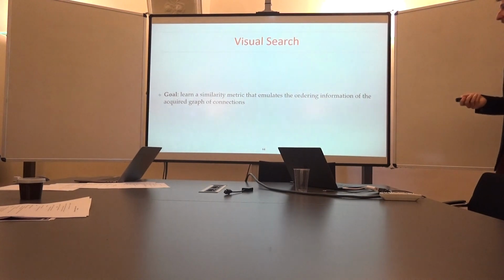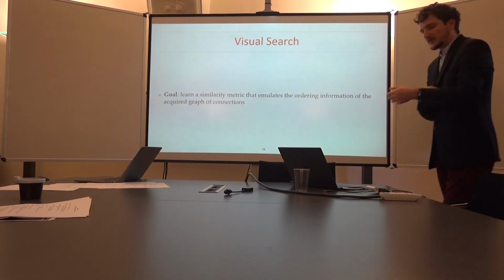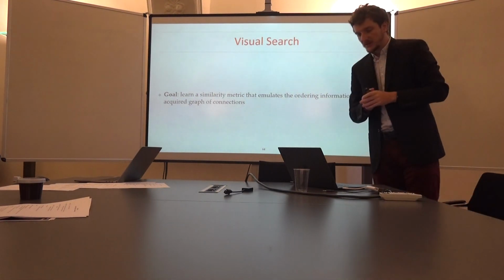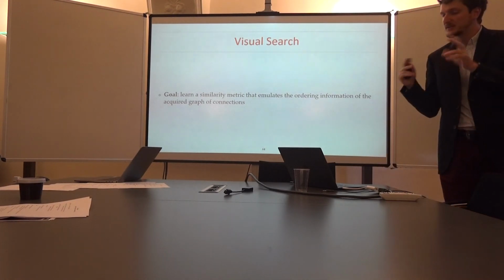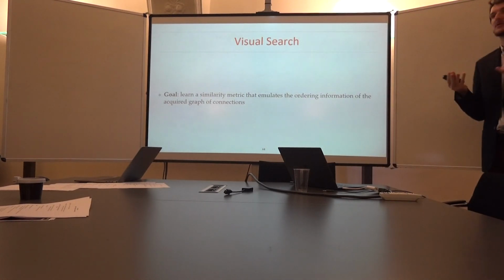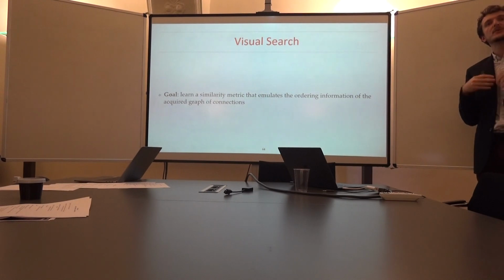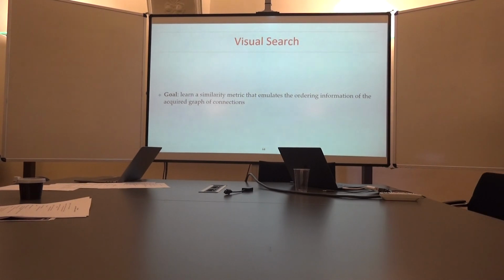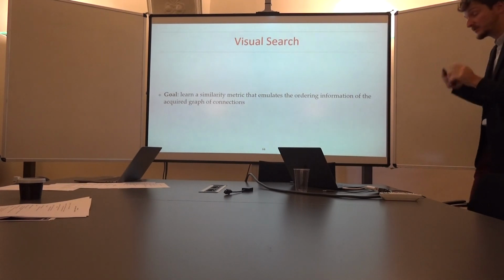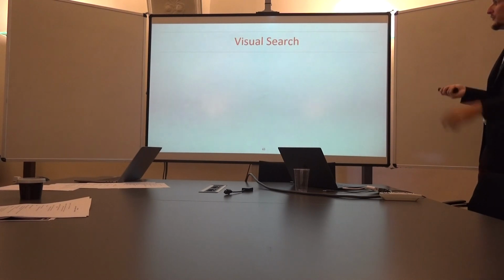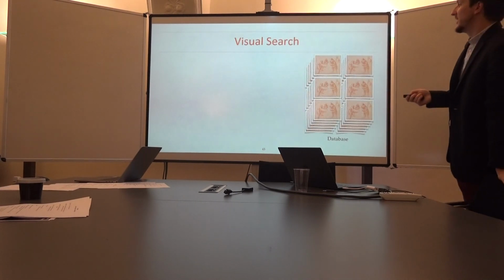Right. So come back now to the similarity learning. We want to emulate the ordering information. So we have this graph of visual connections, and from that, can we learn a similarity function? Can we learn a visual model that tries to do what we want? So it's a form of visual search.